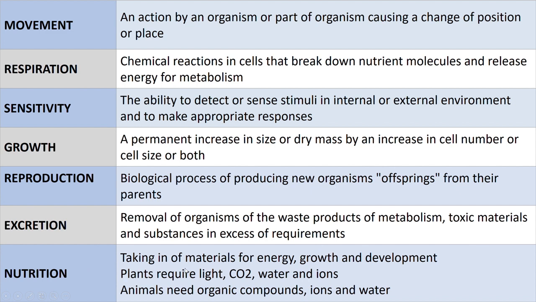Nutrition. Nutrition is the taking in of materials, and we need that material for energy, for growth, for development. So plants and animals both require nutrients. Plants require light, carbon dioxide, water, and ions, and animals need organic compounds and ions and water as well. So these were the characteristics of living organisms.